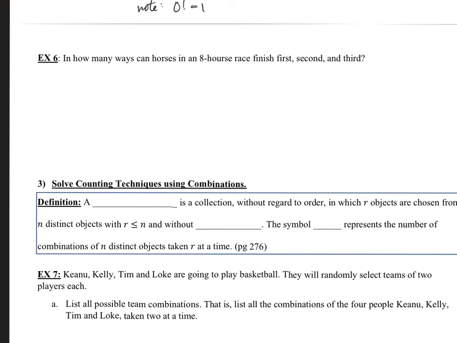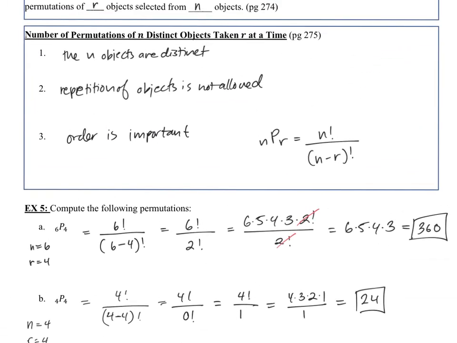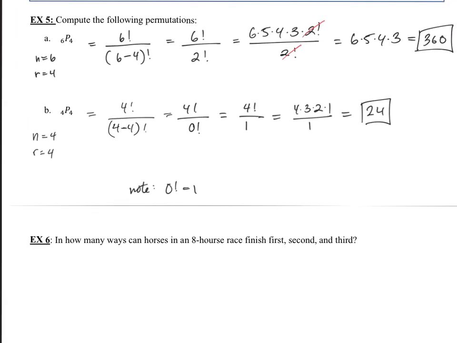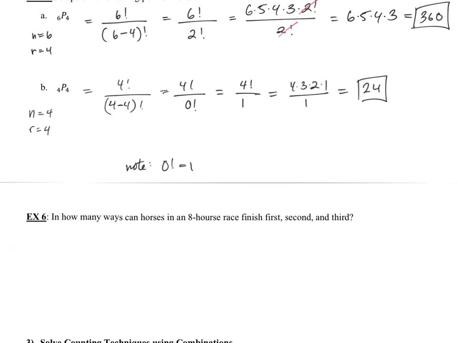Example 6. In how many ways can horses in an 8-horse race finish first, second, and third? Alright, so let's think. Does this problem fit what we have for permutations? Let's see, are the n objects distinct? We're talking about horses, so yes, the horses are distinct. They all have different names, personalities, and they are different beings. Part 2, repetition of objects is not allowed. Well, we're not going to be repeating the objects because we're looking at which ones finish first, second, and third. And also, order is important, since we are looking at one as being first, second, and third. So yes, it fits the permutations.